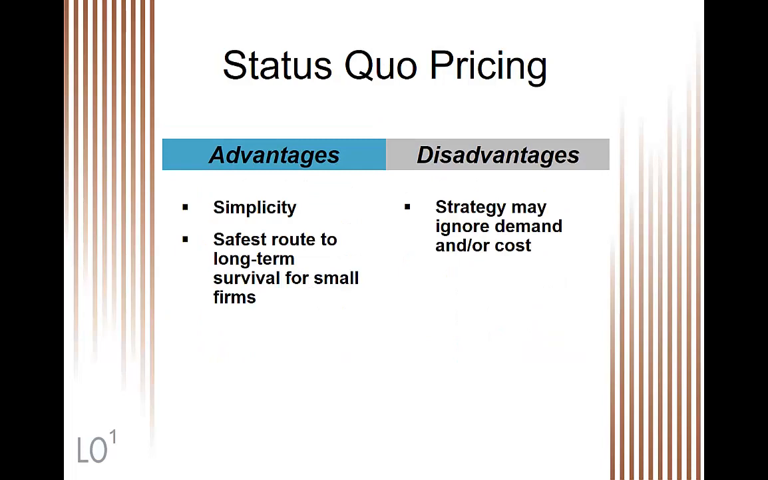Status quo pricing means beating the competition's price by charging an identical price or very close to the competition's price. It is a simple method of pricing, but the strategy may ignore demand and or cost. However, if a firm is small, meeting the competition's prices may be the safest route to a long-term survival of the firm. The advantages include the simplicity of the pricing strategy. Second, safest route to long-term survival for small firms.